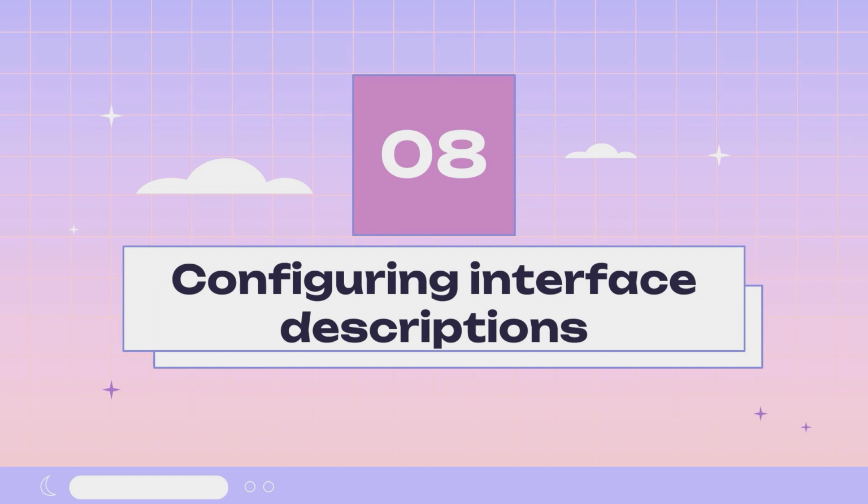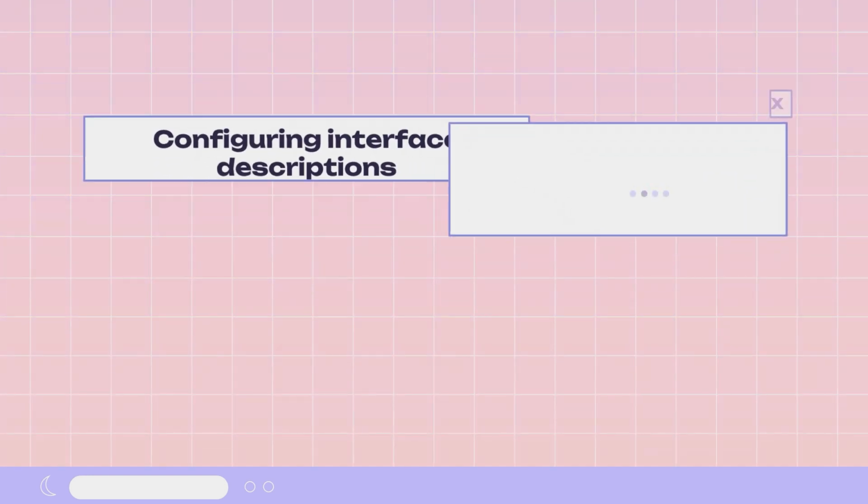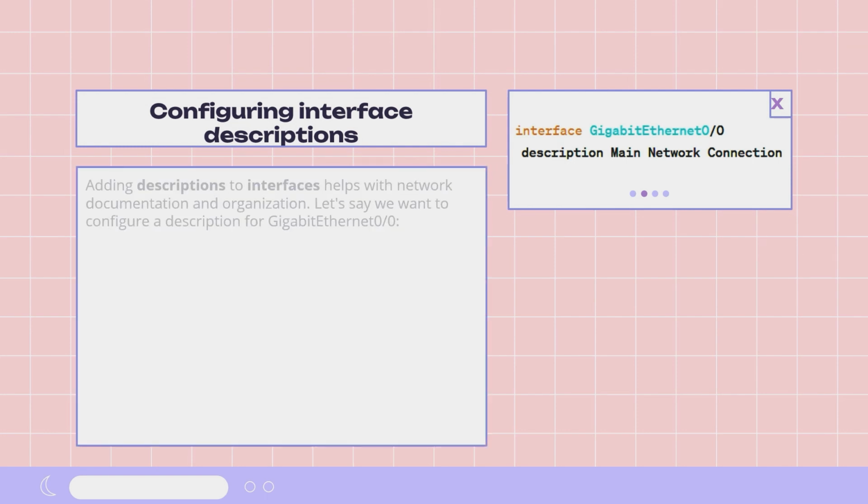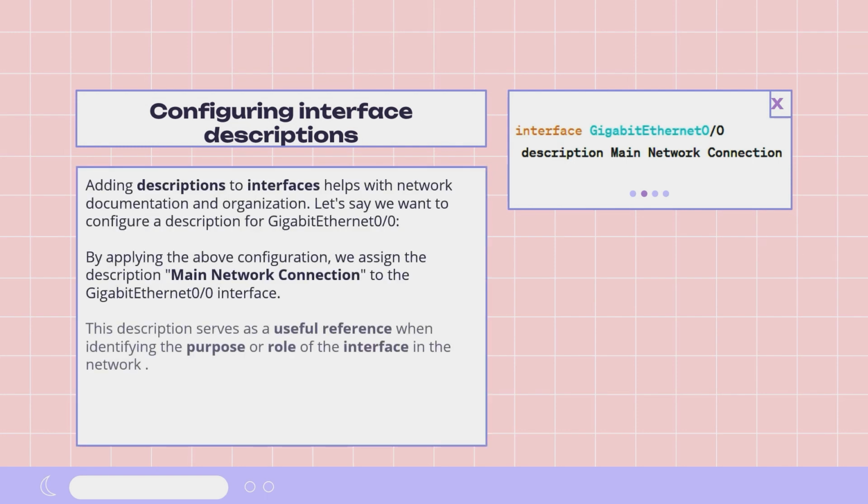Configuring interface descriptions. Adding descriptions to interfaces helps with network documentation and organization. Let's say we want to configure a description for Gigabit Ethernet 0/0. By applying the above configuration, we assign the description Main Network Connection to the Gigabit Ethernet 0/0 interface. This description serves as a useful reference when identifying the purpose or role of the interface in the network.